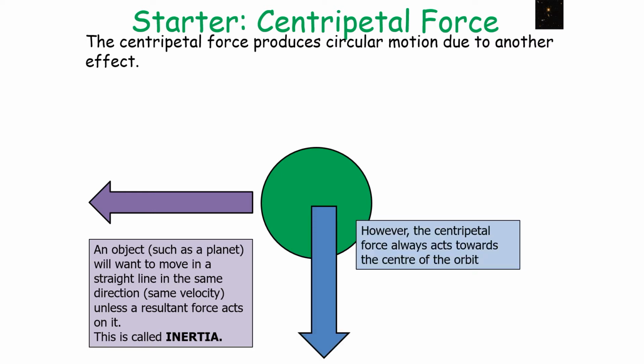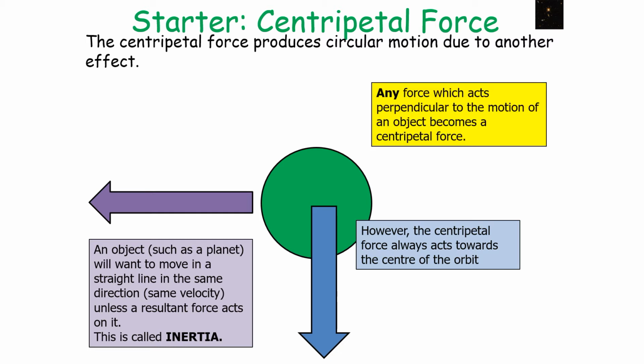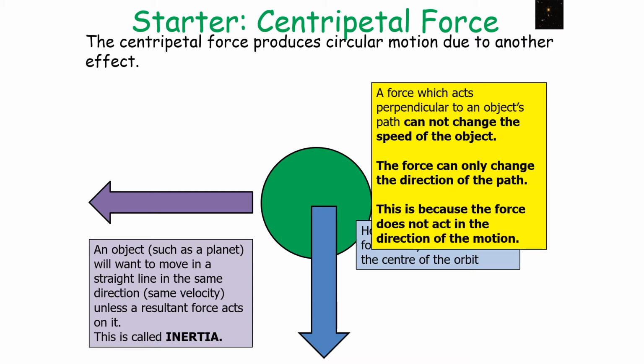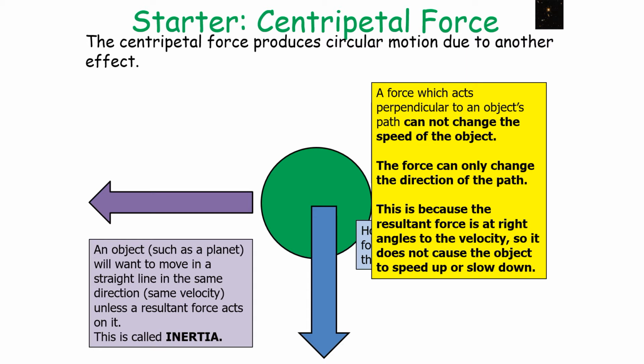However, the centripetal force always acts to pull the object towards the centre of the orbit. It's important to note that any force which acts perpendicular, or at right angles, to the motion of an object becomes a centripetal force, which is a very important concept in A-level physics. A force which acts perpendicular to an object's path cannot change the speed of the object. The force can only change the direction of the path. This is because the force does not act in the direction of motion, and the resultant force is at right angles to the velocity, so it does not cause the object to speed up or to slow down.